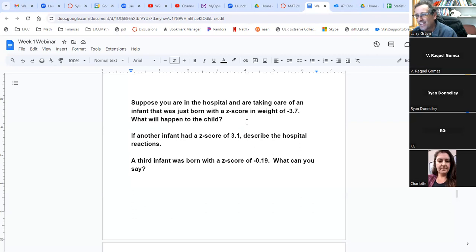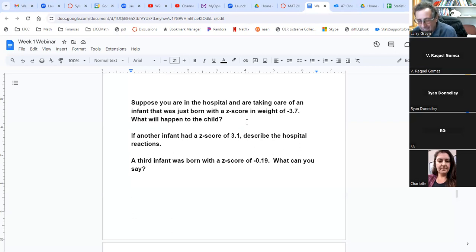Okay. All right. You hope they don't die. They might die. Yeah, I don't want to be depressing. But yeah, this is probably a premature baby, and that child is going to go to the ICU. Okay, it's going to be put on support.